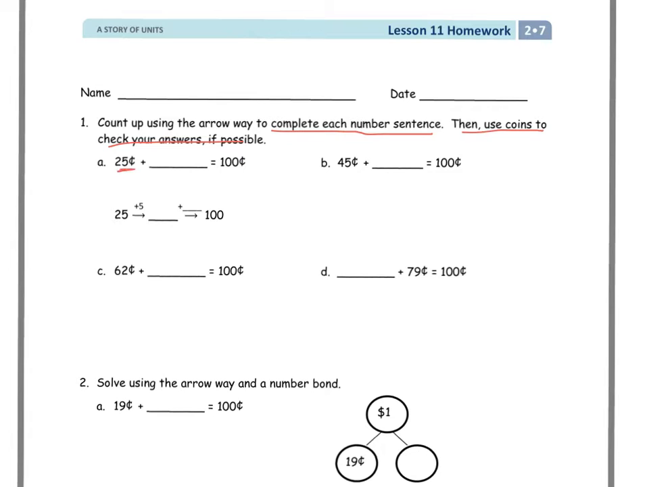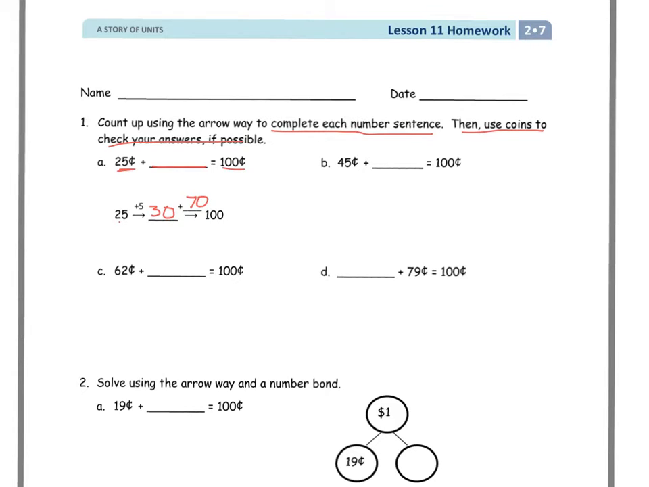So for A, it says 25 plus something gets me $1 or 100 cents. So down below, they kind of filled out the arrow way. 25 plus 5 will get me 30. Now I'm going to count from 30 to 100 using tens. So 30, 40, 50, 60, 70, 80, 90, 100. And I know that when I did that, it's 70. So that's plus 70 because I counted 7 tens.